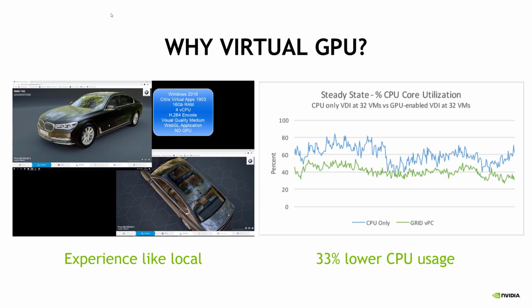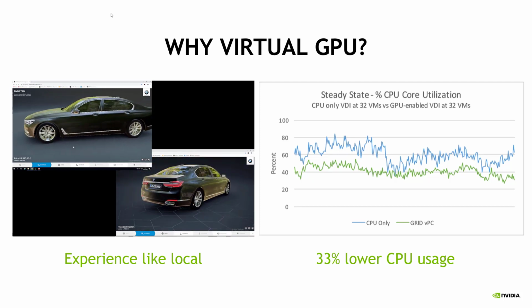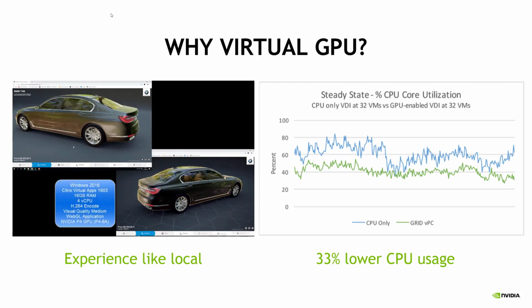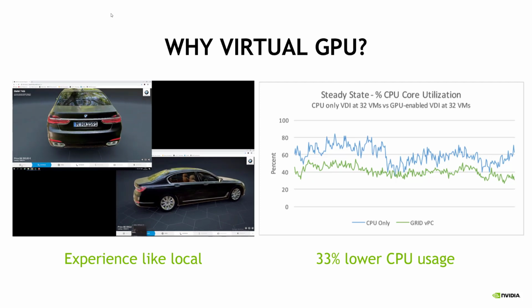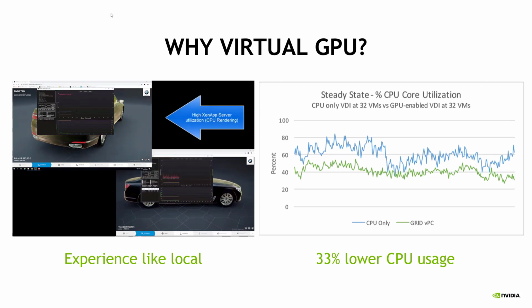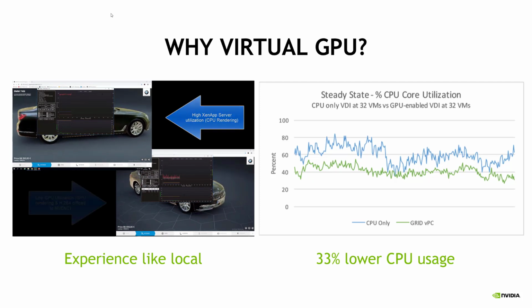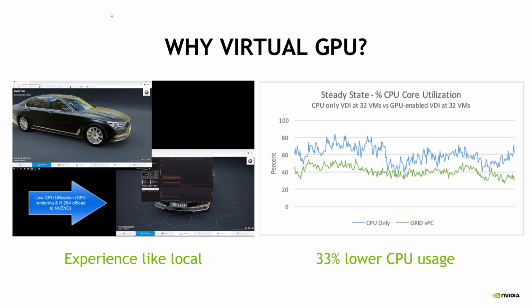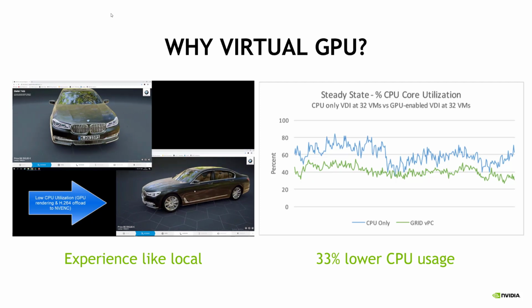The other reason that virtual GPU is compelling is because it reduces the CPU load. Because it's actually taking the load off the CPU and actually processing that on the GPU, it's going to lower the amount of processing power that you need in your servers to some extent. You can see here probably around 33% lower CPU usage for some workloads if you have a GPU to help with the acceleration of that workload.